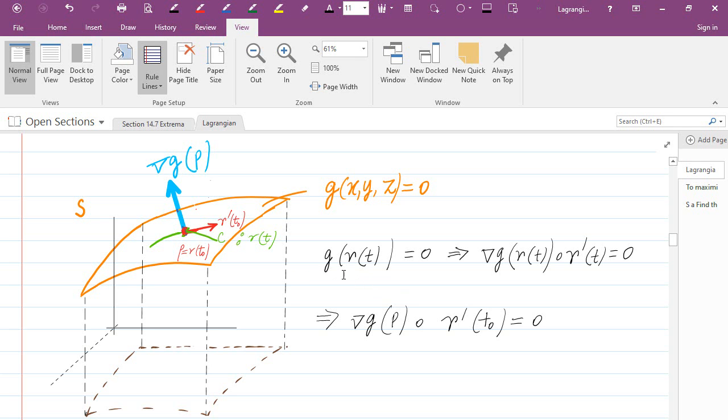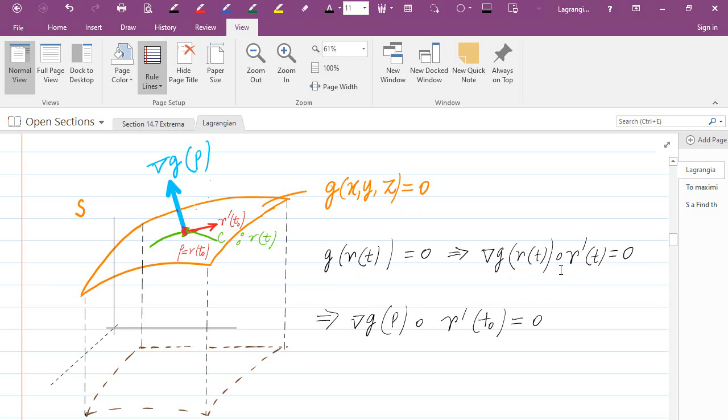Now, if we look at g of R(t), being a point on the surface, it must satisfy the equation g(x,y,z) = 0. So g of R(t) would be 0. And if I take the derivative, then we get the gradient of g evaluated at R(t) dot product with R prime of t is equal to 0.